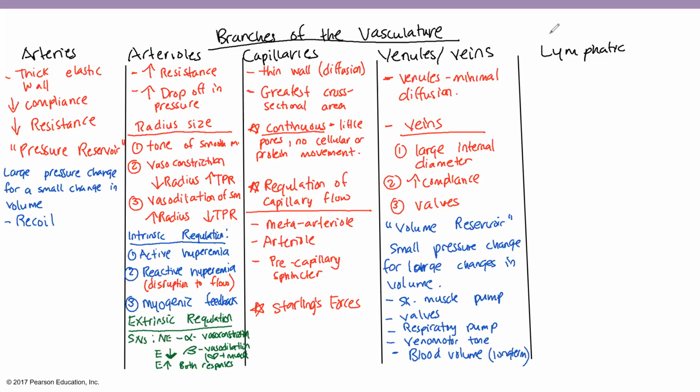Last thing here that we'll say about this is the lymphatics. Lymphatics help to clear excess filtrate from the blood. So we talk about that excess 3 liters per day that's filtered out into the interstitial fluid. And lymphatics help to return that 3 liters per day back into the circulatory system by bringing fluid back to the right side of the heart.